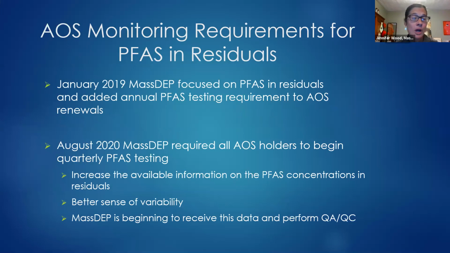Just not long ago, in August 2020, MassDEP began requiring all AOS holders, so everyone now, to begin quarterly PFAS testing. This was done in order to increase the available information of PFAS in residuals and to give a better sense of variability. I'd like to note that MassDEP is beginning to receive this data and perform QA/QC on this data.